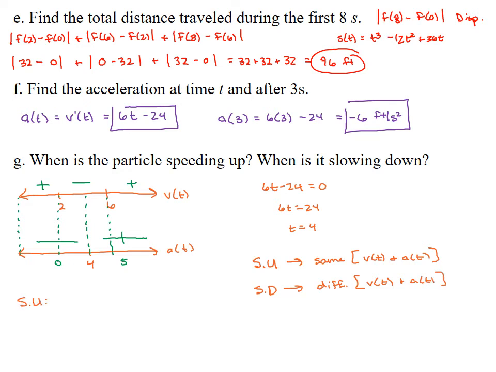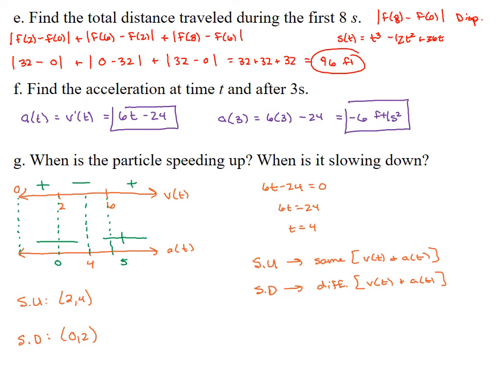So let's start with speeding up and slowing down, and we're going to do them one interval at a time. If this is 0, between 0 and 2, you have a positive velocity, but a negative acceleration. So they are different. So at the beginning of time, according to this math, you are actually slowing down to start off. So we're going to slow down from 0 to 2. From this 2 to this 4, you have a negative velocity and a negative acceleration. So you're going to end up speeding up.